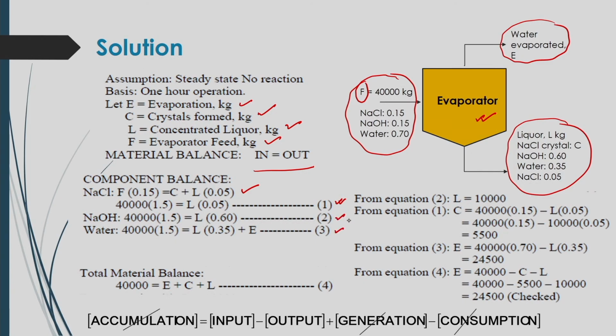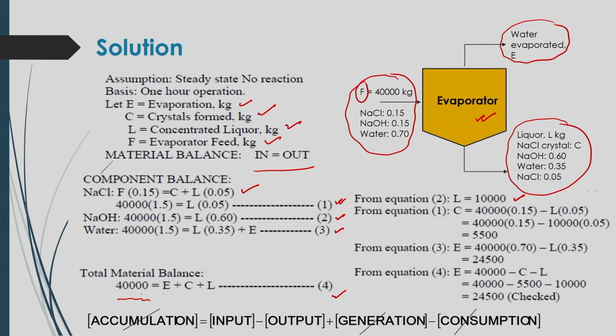Similarly for the water balance we can form equation number 3, and the total material balance is basically F equals E plus C plus L, that is given in equation number 4. Now from equation number 2 we can solve for L.